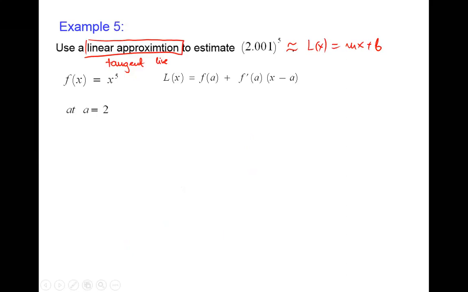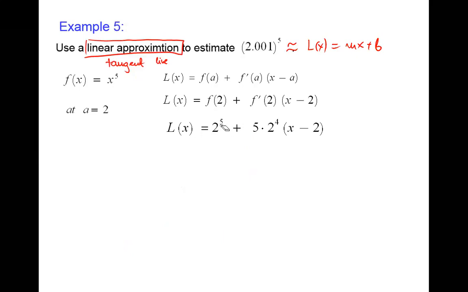Okay, let's see. The same equation: f of a plus f prime at a, x minus a, and a is 2. Please remember, don't pick a fraction or a weird number. Always a nice integer, of course the closest one. Then we have 2 to the power of 5, which Ryan gave me the value for. And the derivative is 5x to the power of 4.